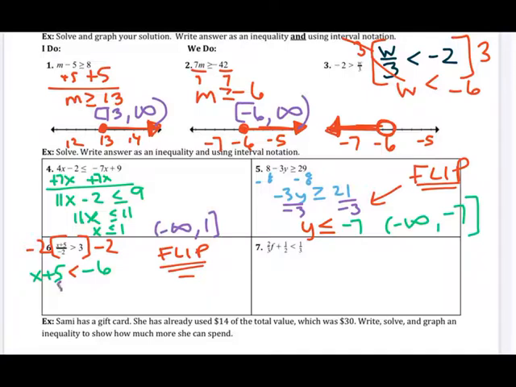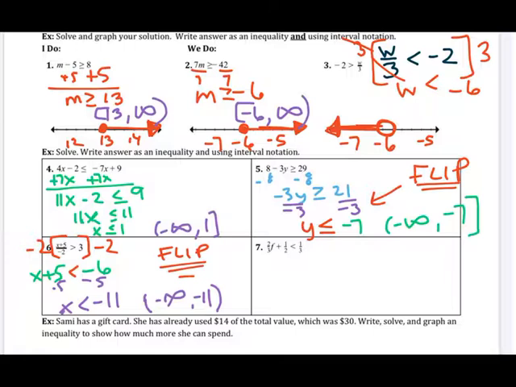To solve for x, I'm going to subtract 5 on both sides. That's going to give me that x is less than negative 11. Then I'm going to write that in interval notation. It's going down forever, so negative infinity. It's going up to negative 11. It is not or equal to, so I'm going to have parentheses here as well.